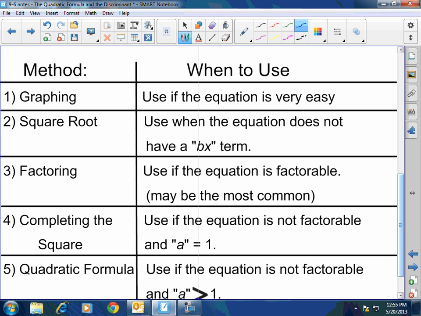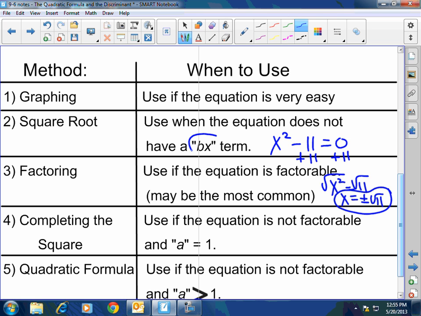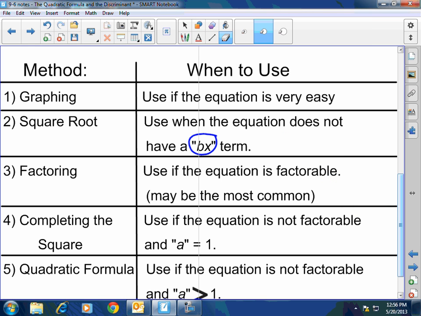Square root method. Absolutely, you use the square root method when the equation does not have a bx term. If I have x squared minus 11 equals 0, that does not have a bx term. I'm going to add 11 to both sides. Then I'm going to have x squared equals 11. I'm going to square root both sides, and x will equal plus or minus the square root of 11. And I just solved it. Done. When you do not have that bx term, go ahead and use the square root method. It's going to behoove you. It's going to benefit you greatly, and you're going to get to the answer a lot quicker.